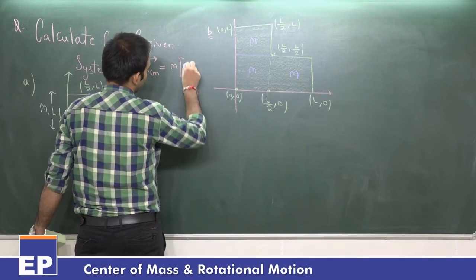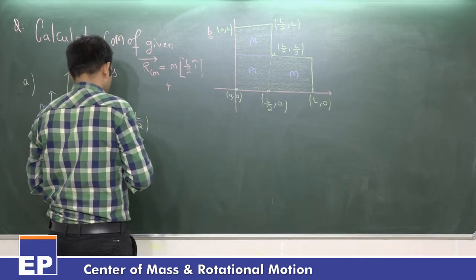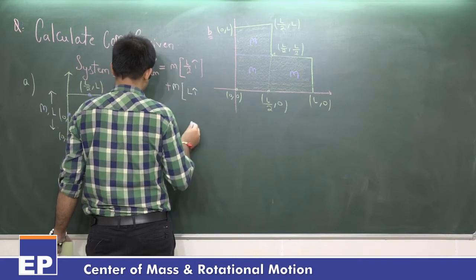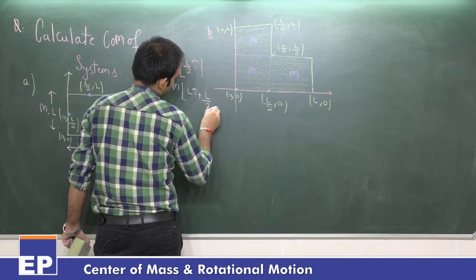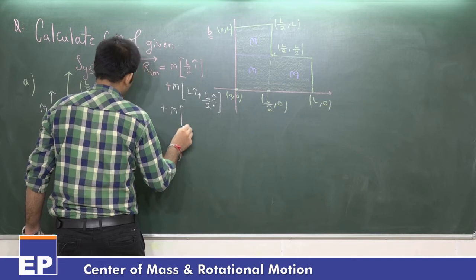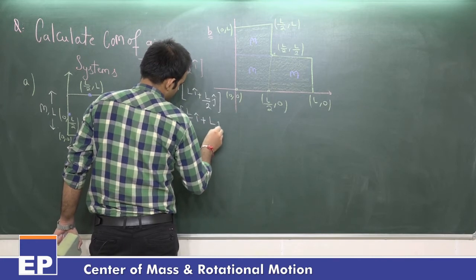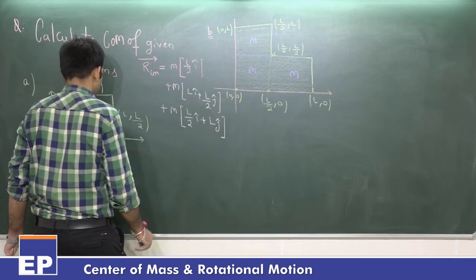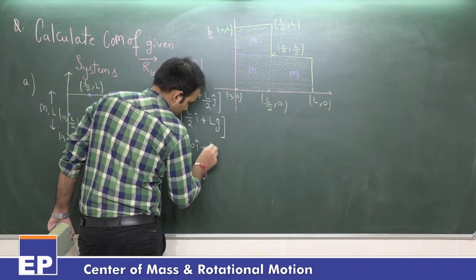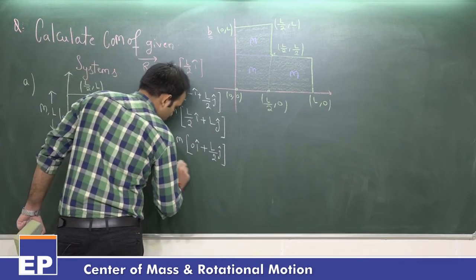It will be M into L by 2 I cap plus M into L I cap plus L by 2 J cap, plus M into L by 2 I cap plus L J cap, plus zero I cap plus L by 2. And what is the total mass? 4M.